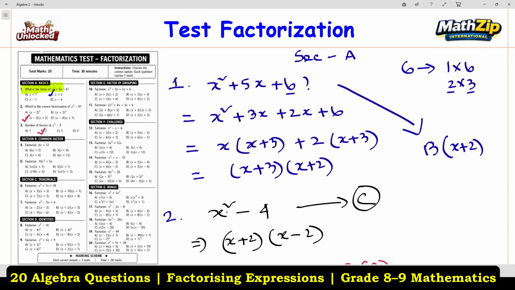And this one is option C. So Section A is done.